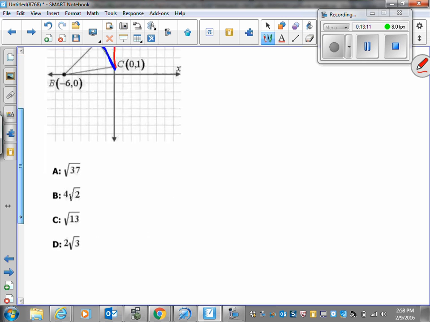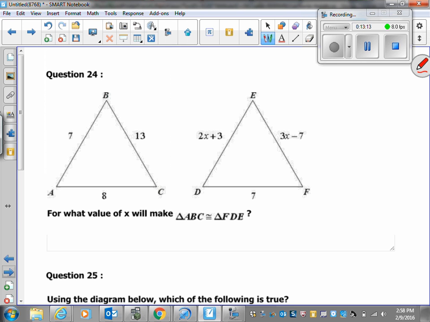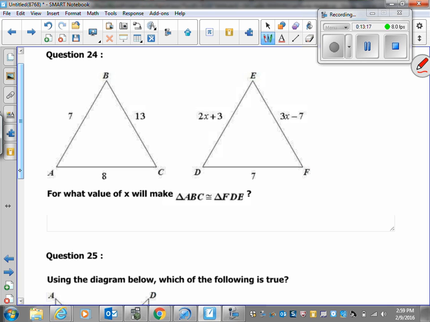And I'm sure you guys can do that by yourself, right? All right, number 24, we went over this a lot. I think this is the one where you have to type in the answer. For what value of x will make ABC congruent to FDE?